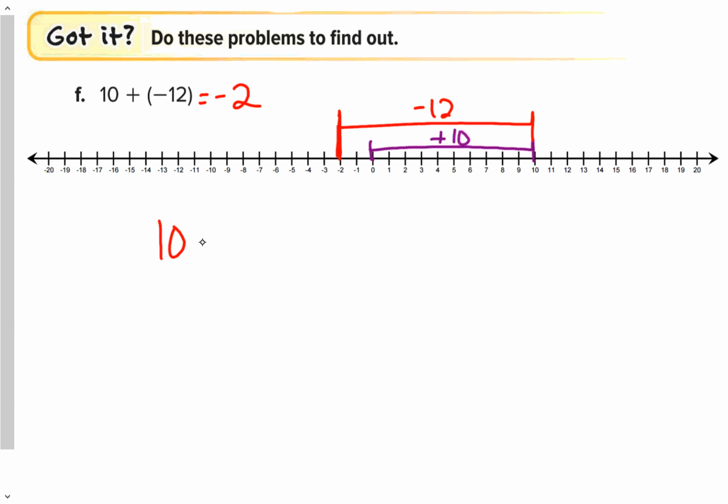So we're going to do our absolute value way. Okay. They have two different signs. One's positive, one's negative. So let's subtract them. 12 minus 10 is 2. I have more negatives, so the answer is going to be negative.